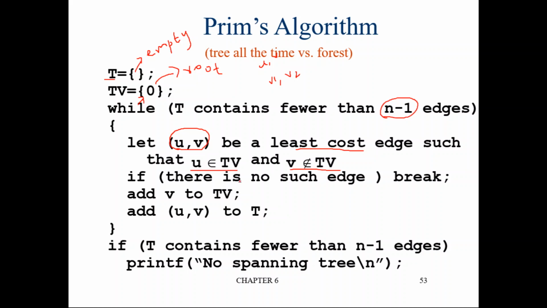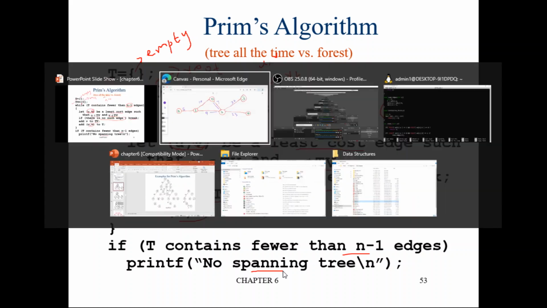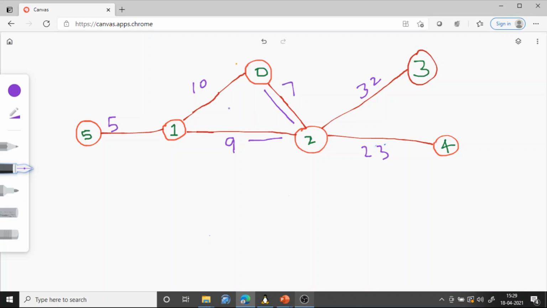Okay. If there is no such edge, break. Otherwise, add v to TV. Whatever the edge you have identified, if you have identified such an edge, then add this new vertex to TV and add this edge to T. Like this, continue. So the termination can happen either because of this or because of this. After coming out, you can display the content, which will contain n minus one edges. Suppose it does not have n minus one edges, then you can say that there cannot be a spanning tree for this.